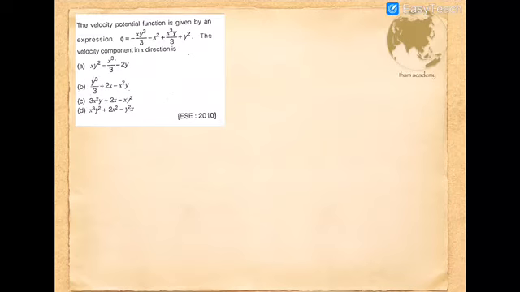This question was asked in 2010. The velocity potential function is given by an expression phi equal to minus xy cube by 3 minus x square plus x cube y divided by 3 plus y square. The velocity component in x direction is.